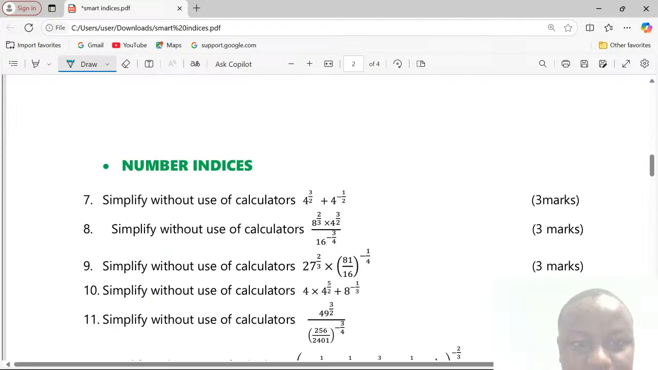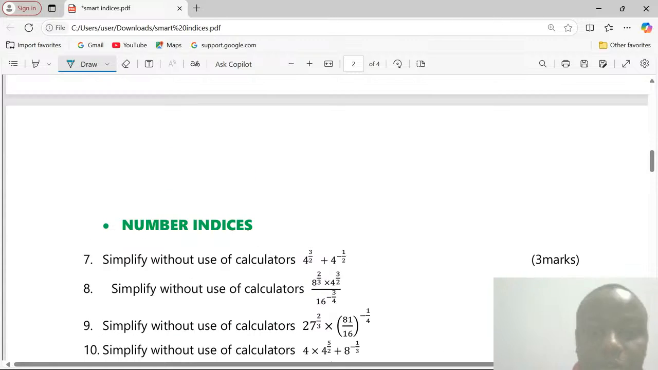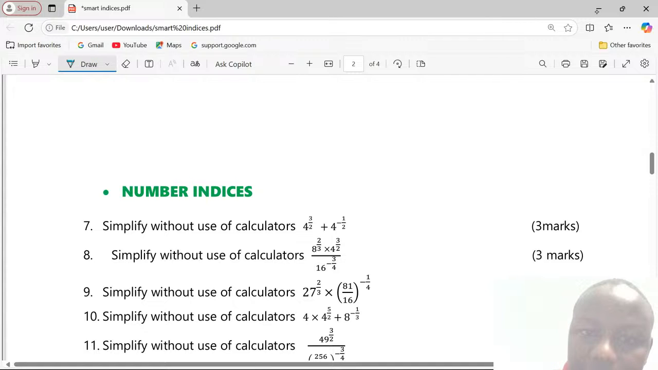Now we'll be looking at numerical indices, whereby we are applying this in some numerical cases. Then we see how it goes. We just apply the laws. This one I'm doing ahead of the equations, which I'm also going to solve. And I now talk about number 7. In number 7, we are told to simplify without the use of calculators.